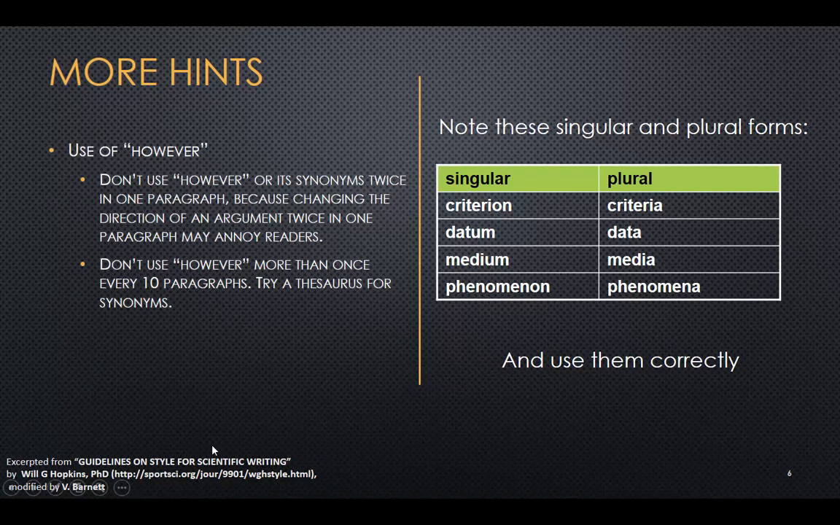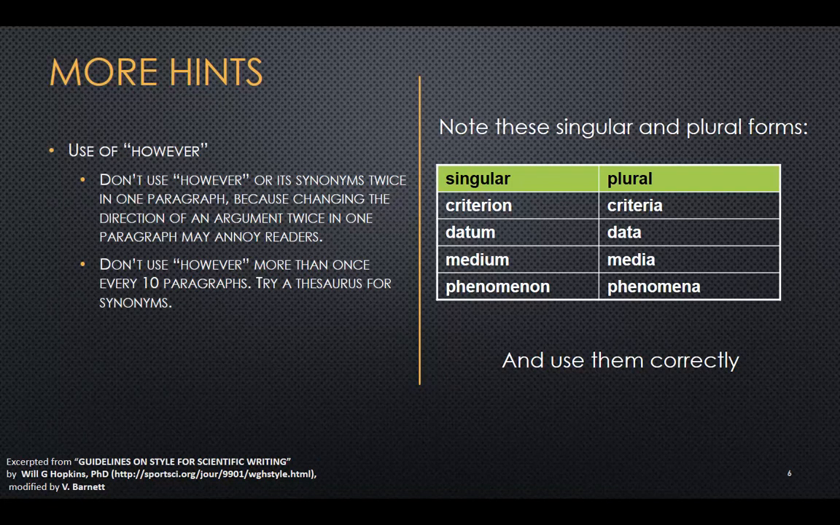Will Hopkins in his textbook suggests that we don't use "however" or words like it more than once in a paragraph, because you can essentially get your reader's attention, but not in a good way. And he also says that we shouldn't use it more than once every 10 paragraphs. No one's going to count to see how many times you use it in 10 paragraphs. But if you do find yourself using the same word many times, you might want to consult a thesaurus.